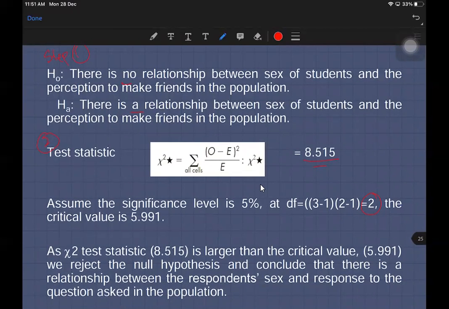Now we check. This is the test statistic value, and our critical value is 5.991. If you look, the chi-square test statistic value is larger compared to the critical value. So the decision will be to reject the null hypothesis. We reject the null hypothesis and conclude that there is a relationship between the respondent's sex and the response to the question asked in the population.